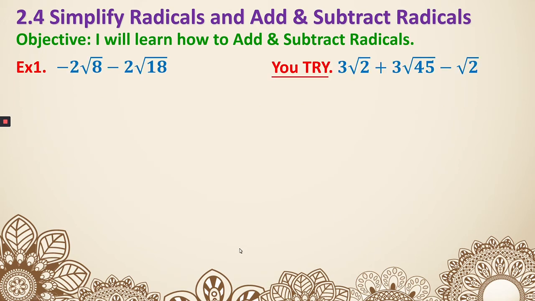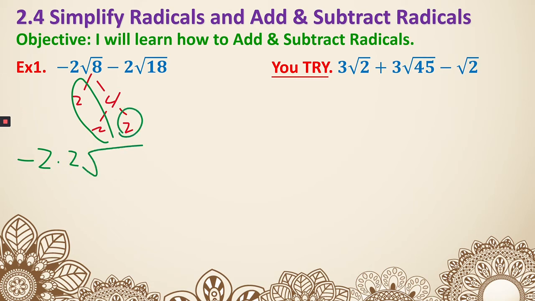So I have negative 2 square root of 8 minus 2 square root of 18. First, for sure, I need to simplify them. So I see I have this 8, that can be 2, 4, and then 2, 2. If I simplify that, I'm counting pairs, since the index is a 2. That means I'm going to have negative 2 times this extra 2, but I still have this 2 left inside.